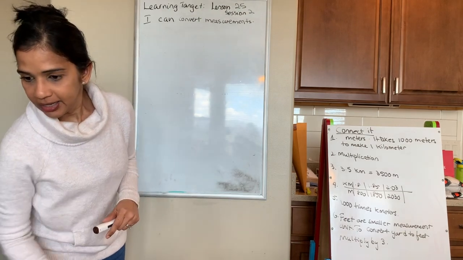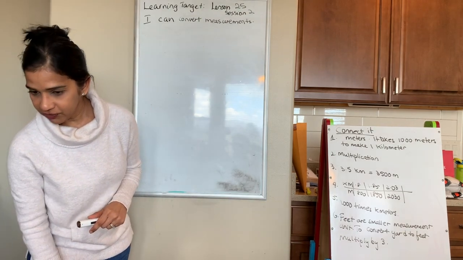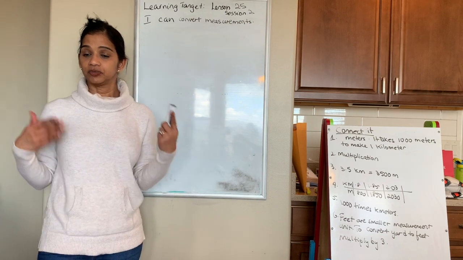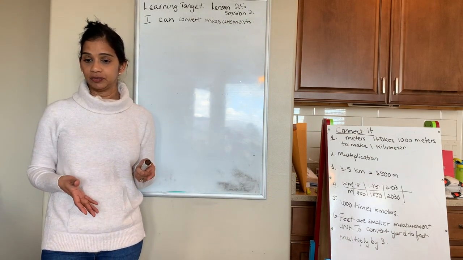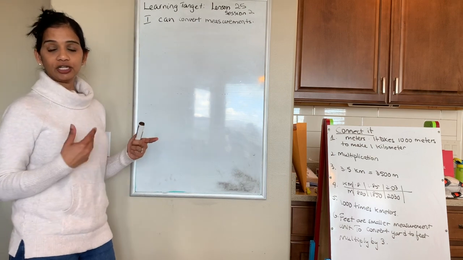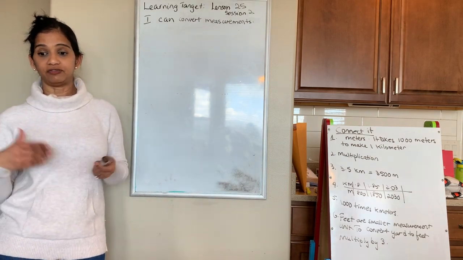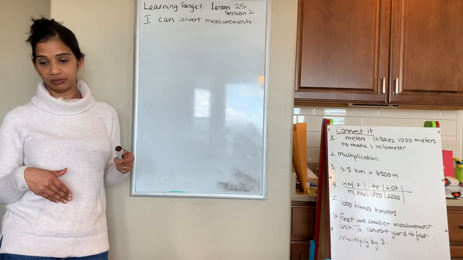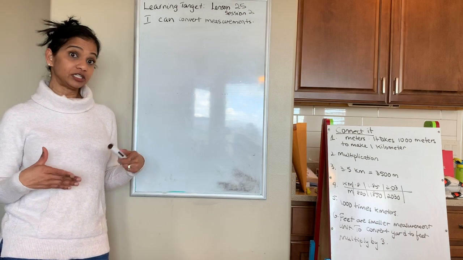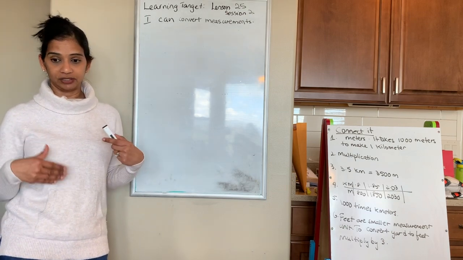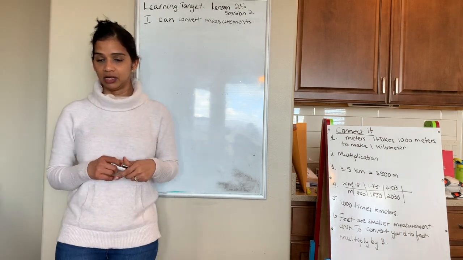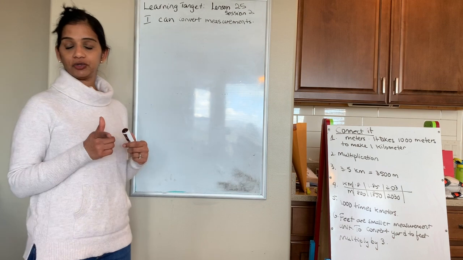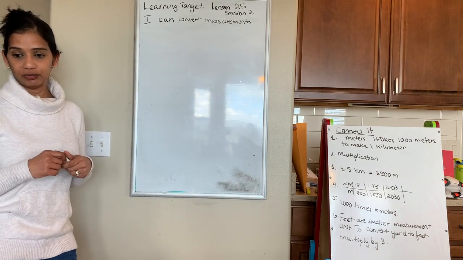We are now on page 514, and we're going to compare strategies. There is a table in your book, and it shows you for every kilometer, there are 1,000 meters. Every 2 kilometers, there are 2,000 meters. 3 kilometers, 3,000 meters, and so on. So it shows you the relationship. Let's try to solve for one of those, which is 3.5 kilometers.